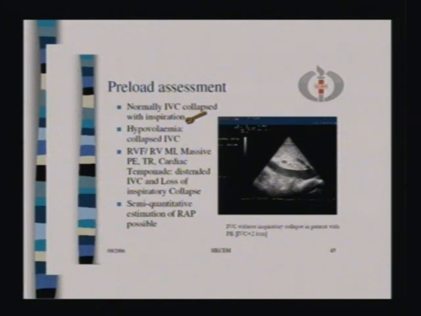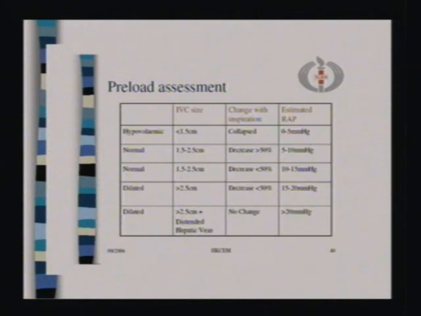With seeing the IVC, you can even do a semi-quantitative estimation of the right atrial pressures. This is a slide which shows you a rough idea. You see the IVC size and the change with inspiration. In patients with hypovolemia, the size will be less than 1.5 centimeters and it completely collapses with inspiration. Estimated RA pressure is 0 to 5.